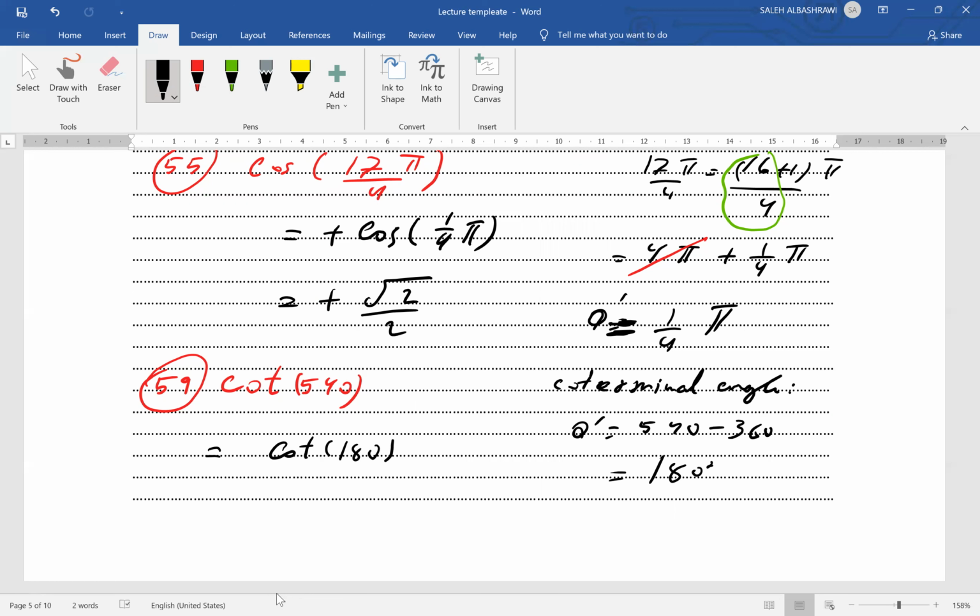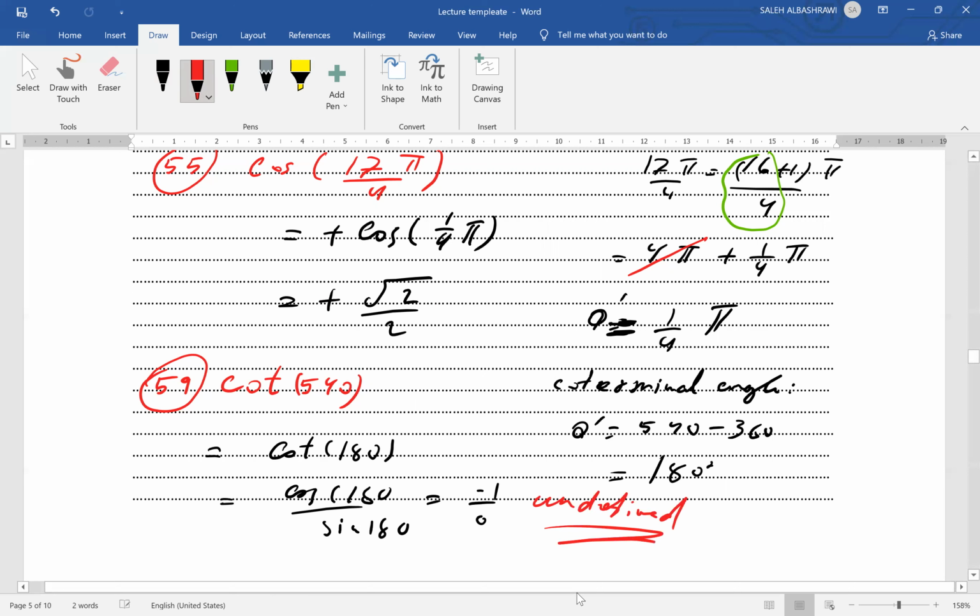So cotangent of 180 is equal to cosine over sine, just to simplify it. This is cosine of 180 divided by sine of 180, which is minus 1 over 0, and we know this is undefined. So cotangent of 540, which is equal to cotangent of 180, is undefined.